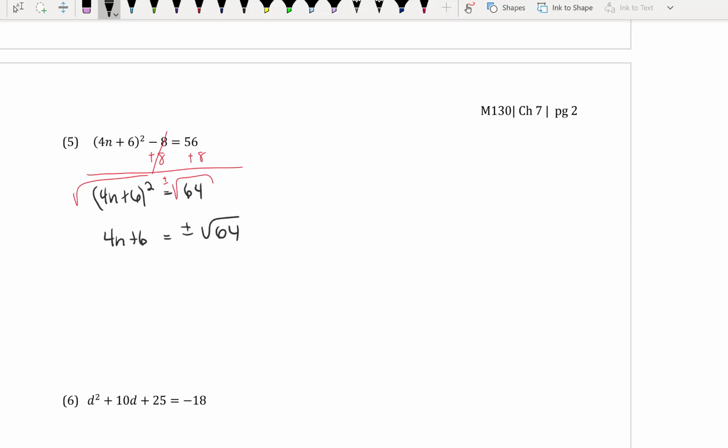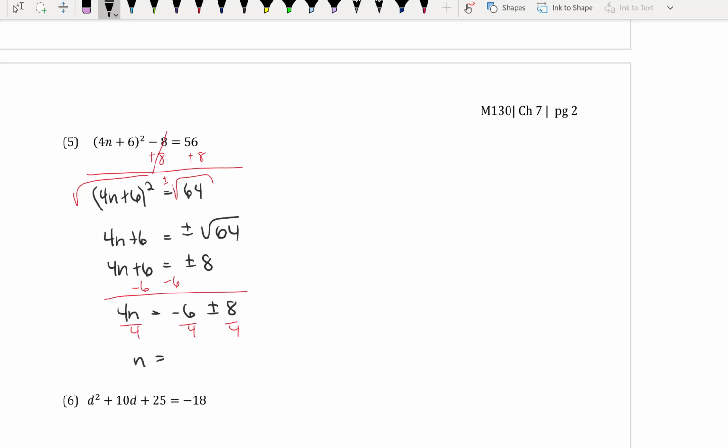And don't forget that the square root of 64 is actually 8. So 4n plus 6 is equal to plus or minus 8. Now I'm going to subtract 6. And this is very important. That 6 has to go in front of that plus or minus, so that I have 4n is equal to a negative 6 plus or minus 8. From here, I'm going to divide by 4. And I divide everything by 4.